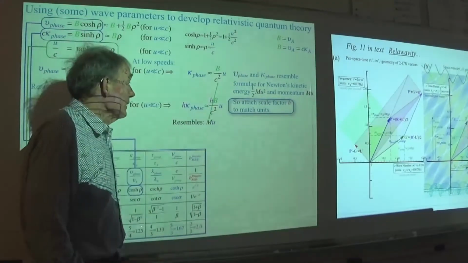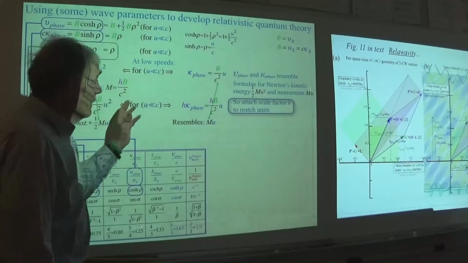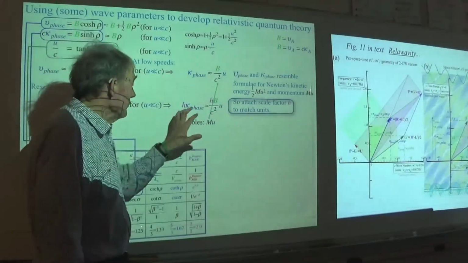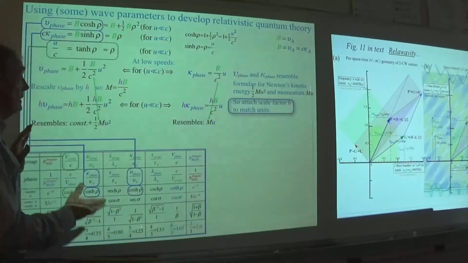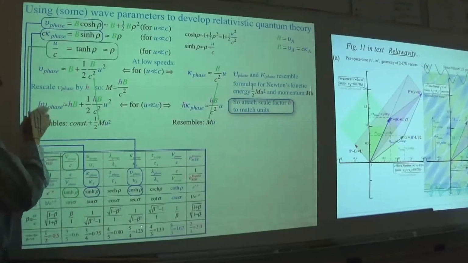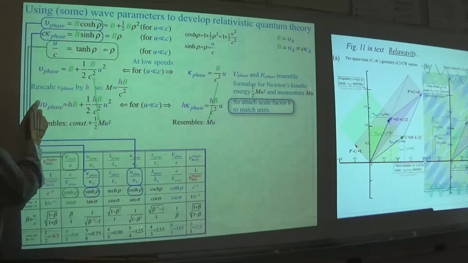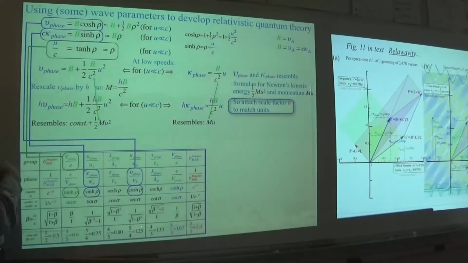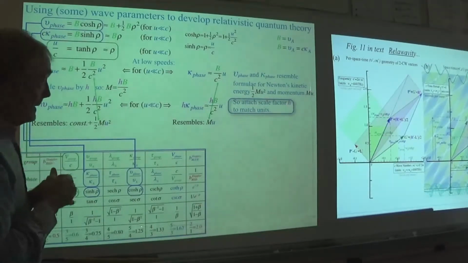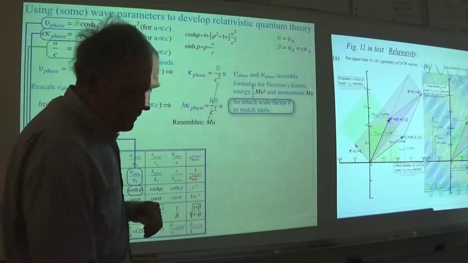hb over c squared works for both of them, both the quadratic thing and the linear one. So momentum appears to have something to do with the kappa of the phase, and the frequency appears to have something to do with this scale factor times the frequency of the phase. Okay, so that's kind of an interesting thing.